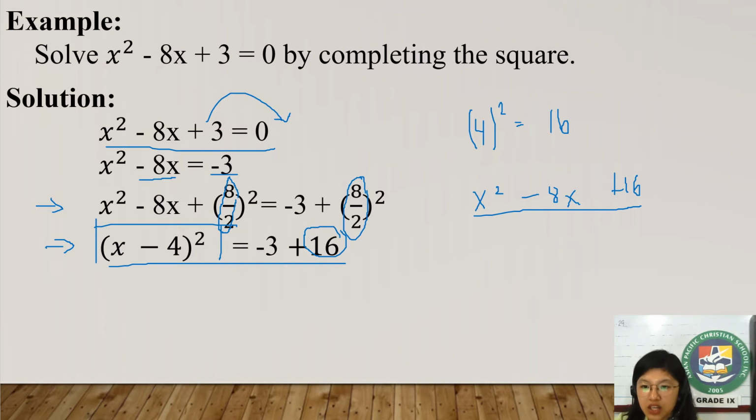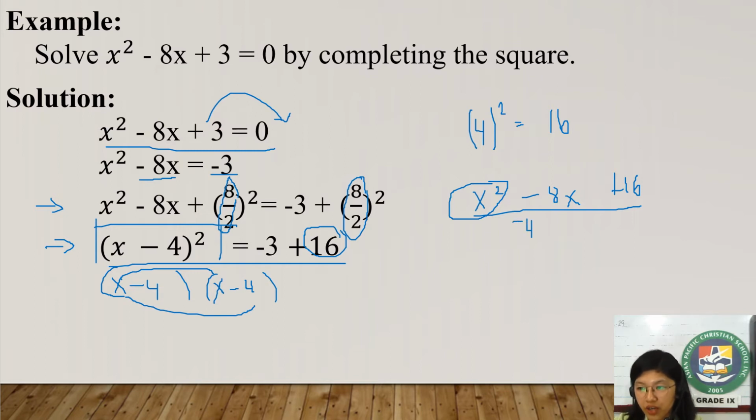Using FOIL method, diba? Kapag sinolve natin to, we have (x minus 4) times (x minus 4). May shortcut dyan, pero mahihirapan kayo. Para hindi kayo malito, using FOIL method. So, x times x will be x squared. Ito yon. And, outer, or yung O sa FOIL method, we have x and negative 4. We have negative 4x. And yung inner, negative 4 times x, we have also negative 4x.